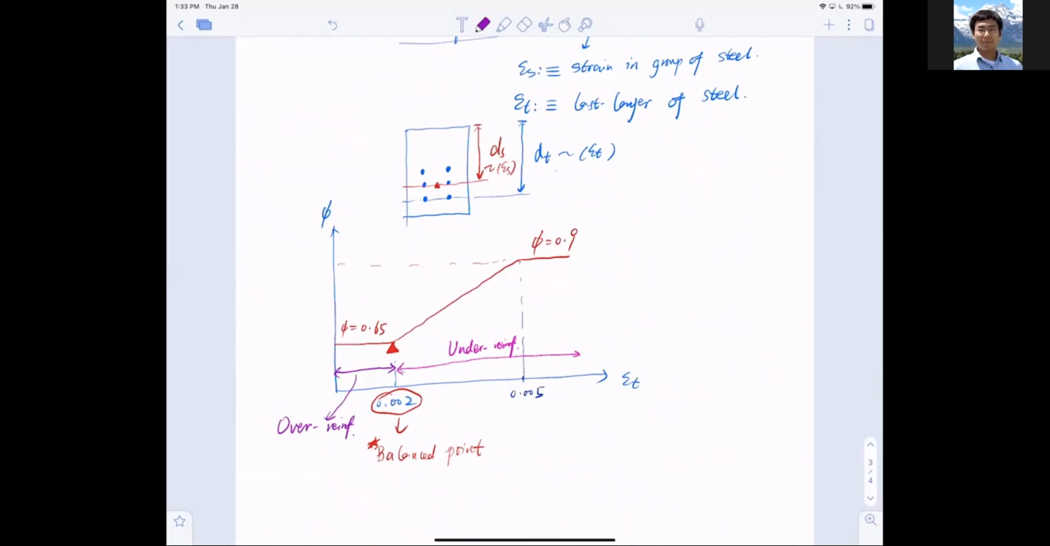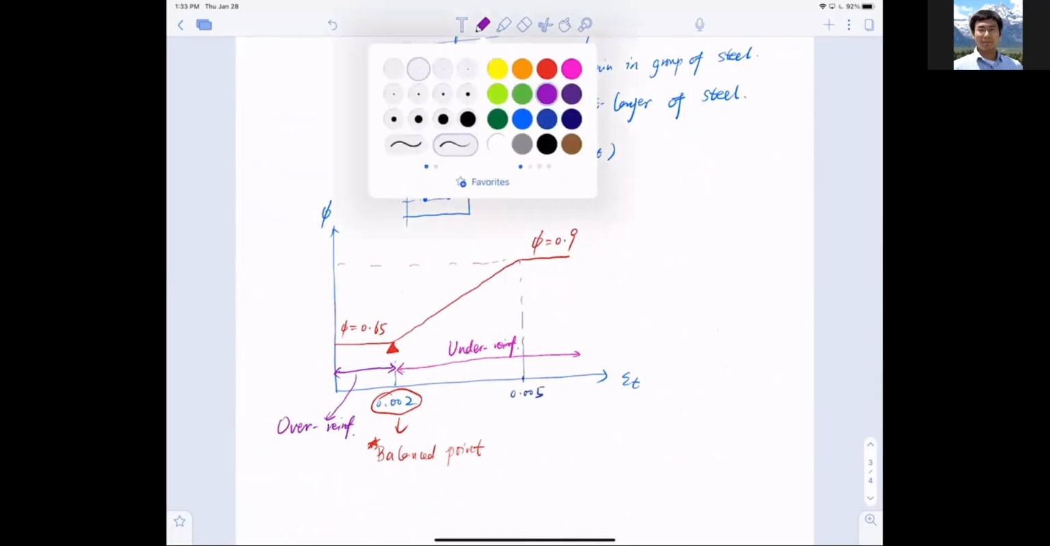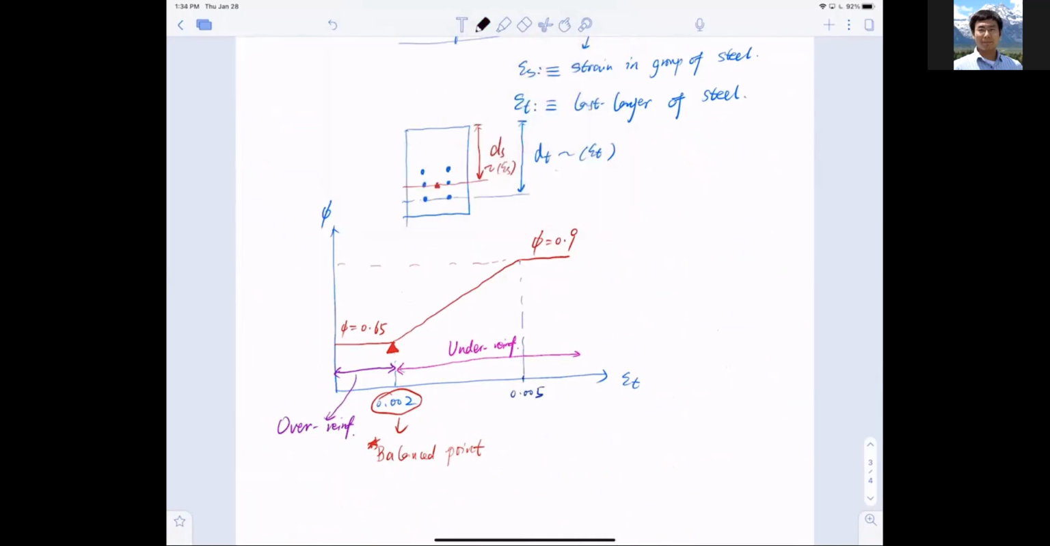But ACI has a different set of terminology. ACI basically says, you know what, this is a little bit more complicated, so I'm just going to divide the under reinforced region into zones: a transition zone and tension control. That's where the 0.005 takes place.